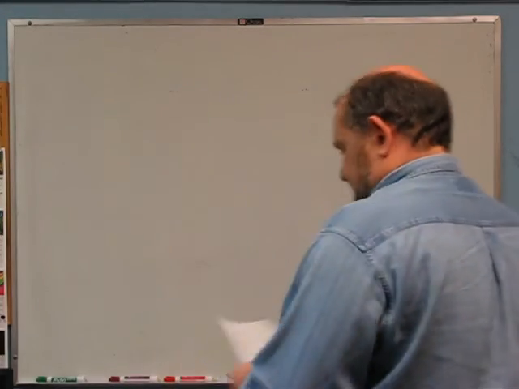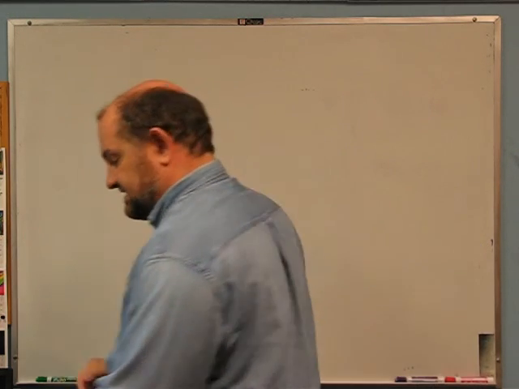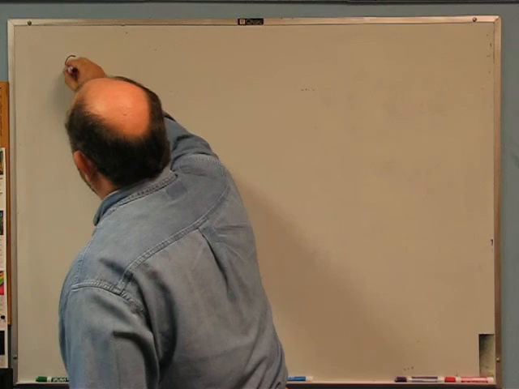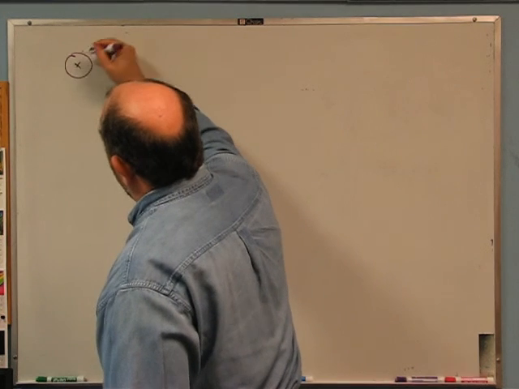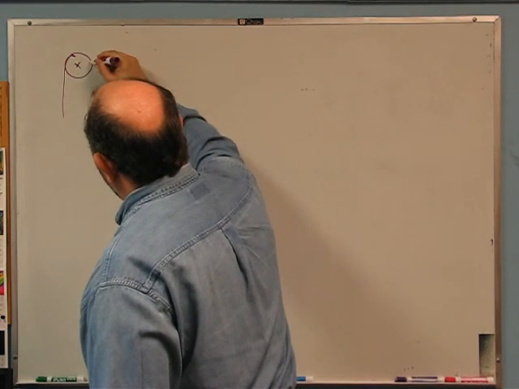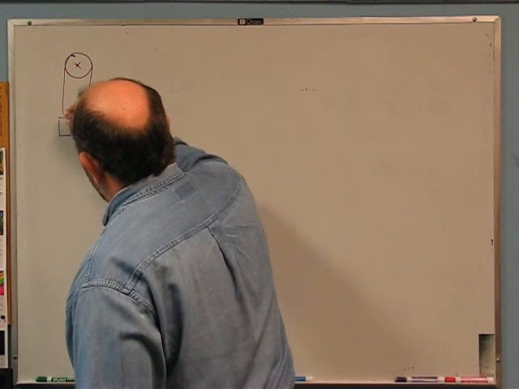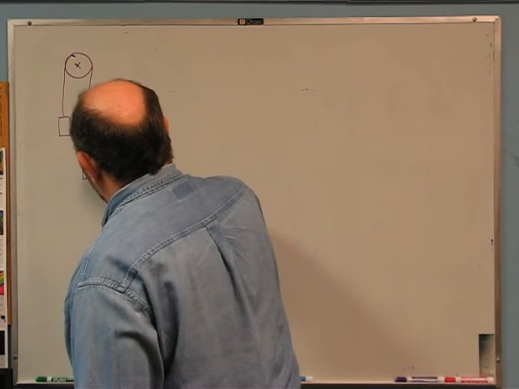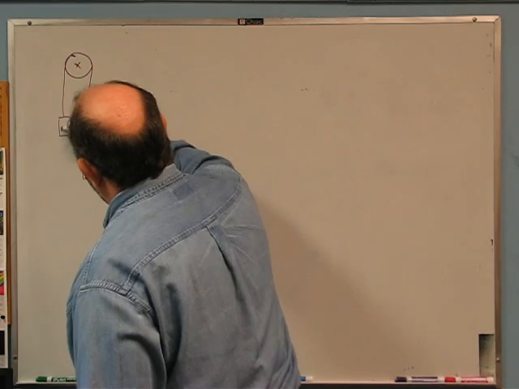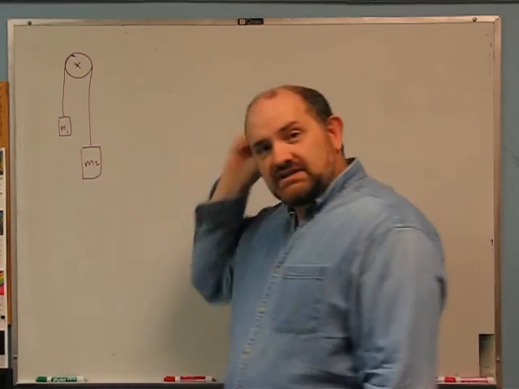Second problem: two masses, M1 and M2, hang from an ideal cord. The ideal cord runs over an ideal pulley, which is affixed in place. The cord moves without slipping along the pulley. What is the acceleration of each box? So here's our ideal pulley. It's nailed to the wall, and can rotate freely. We have two masses, M1 and M2, and M2 is bigger than M1.